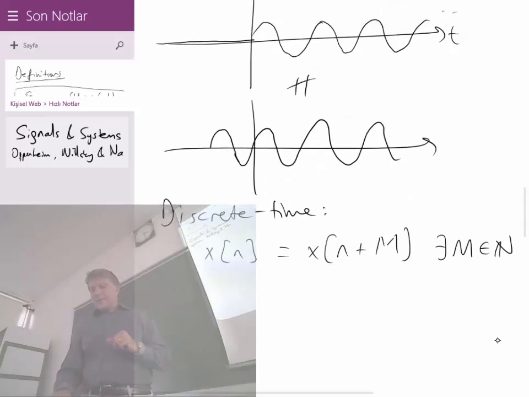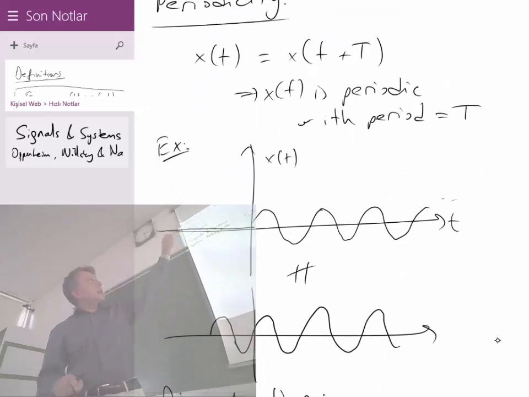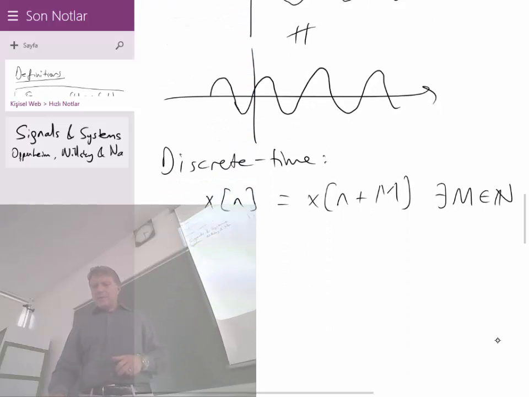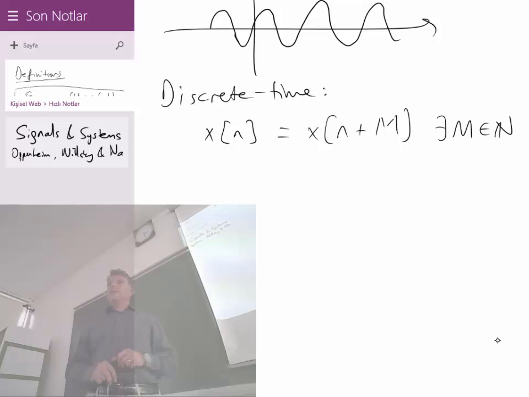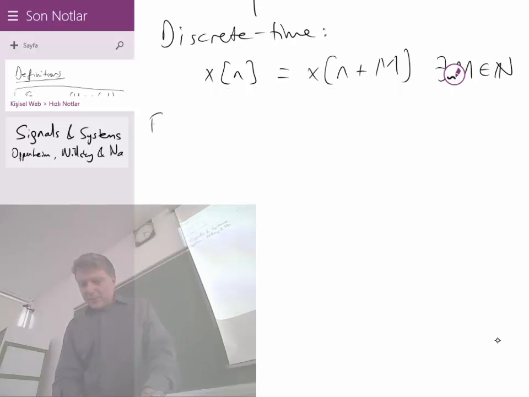For the top one, this capital T, it's just a real number. It doesn't need to be an integer number. Any real number will be okay for a period. The period of something can be pi. It can be 7 over 2. It can be 5 as well. But the period for a discrete time signal must be an integer. So this m must be 5, 6, 100, 1 million. But it must be an integer, not pi, not 0.1. So if you can find an integer period, you say that the discrete time signal is periodic.